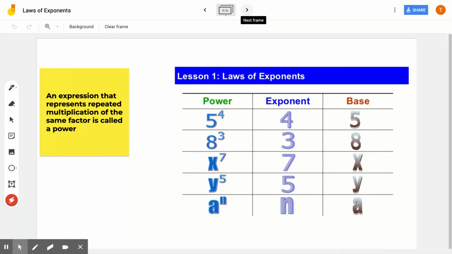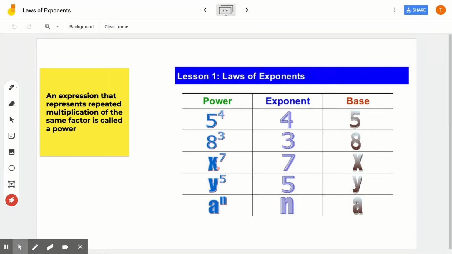All right, so this is lesson 1 of laws of exponents. This is just some examples of what it looks like, different ways that you can use it. So look over here on your little sticky note, and it says an expression that represents repeated multiplication of the same factor is called a power. So you got the base of 5 here, and this is your exponent, 4. This is your little number to the right.